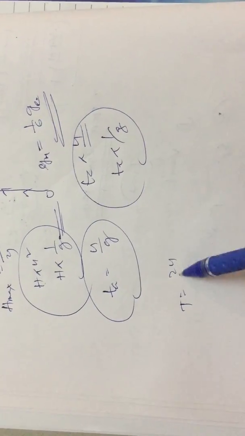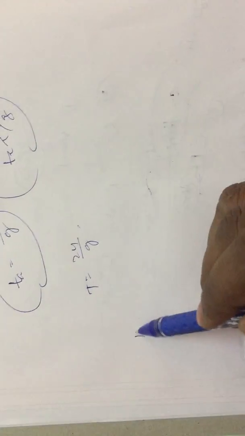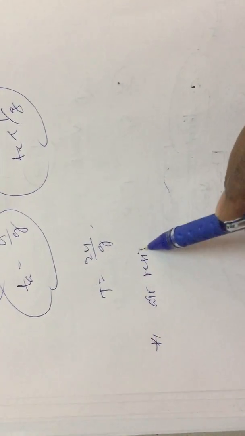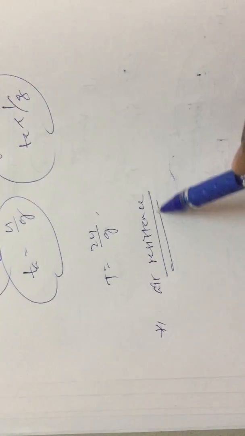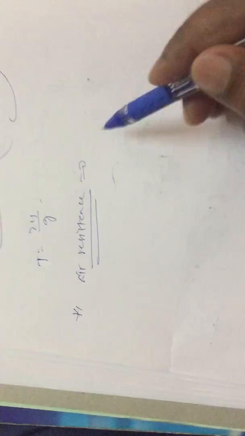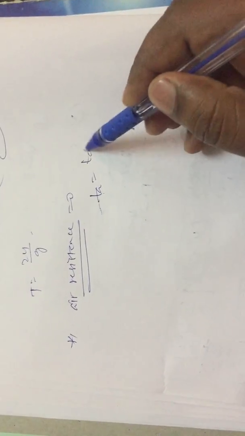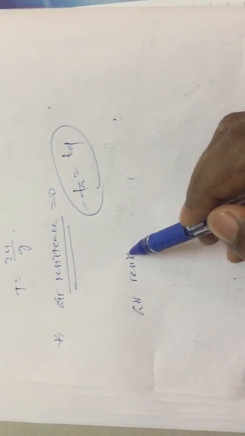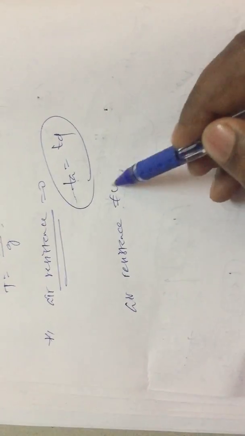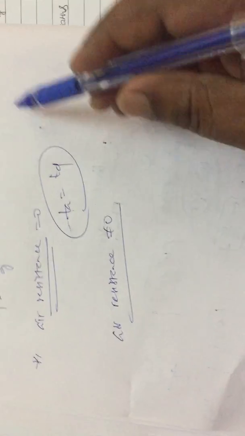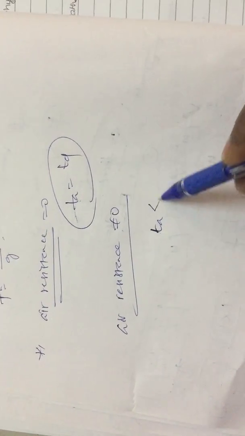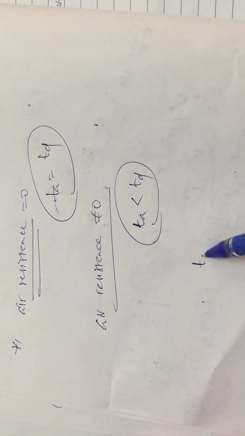Time of flight equals 2u by g. One of the very, very important points is air resistance. In the absence of air resistance, if air resistance is 0, time of ascent equals time of descent. If air resistance is considered, then we can say that time of ascent is less than time of descent.